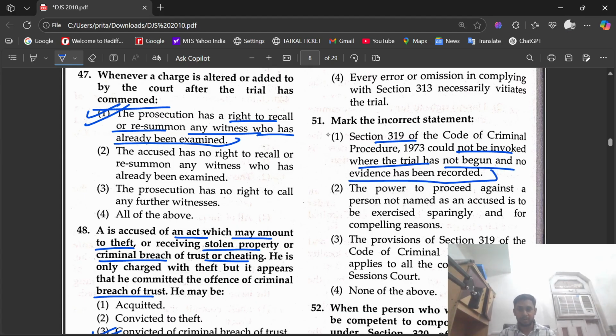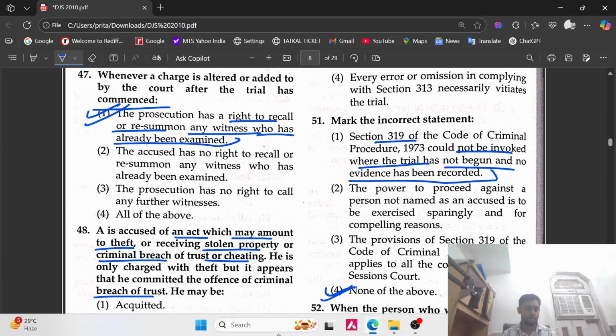The power to proceed against a person not named as an accused is to be exercised sparingly and for compelling reason. The provision of Section 319 of the Code of Criminal Procedure 1973 applies to all the courts including Sessions Court. None of the above. The right option is none of the above, means every statement is correct.